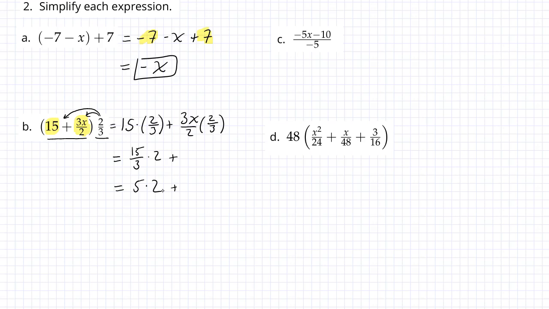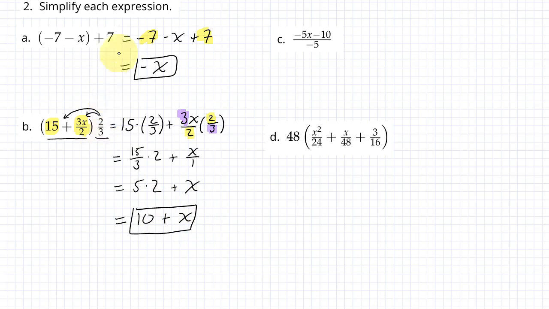And then here, if you have a 2 on the bottom, that will cancel out with the 2 on the top that it's being multiplied with. And then this 3 should cancel out with that 3. So you should just be left with x over 1, also known as just x. So the whole thing becomes 10 plus x.